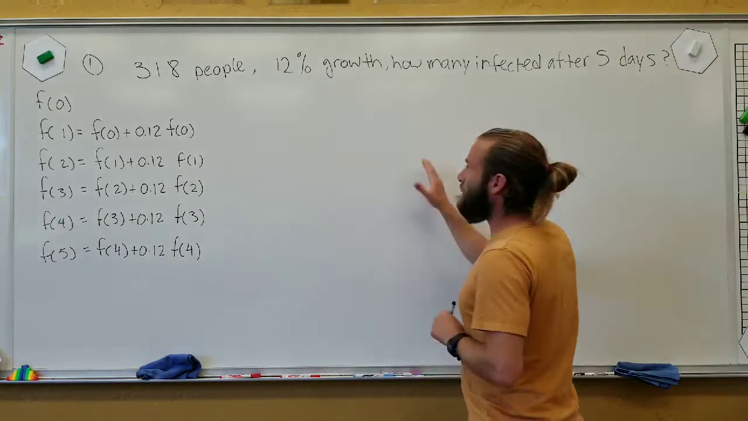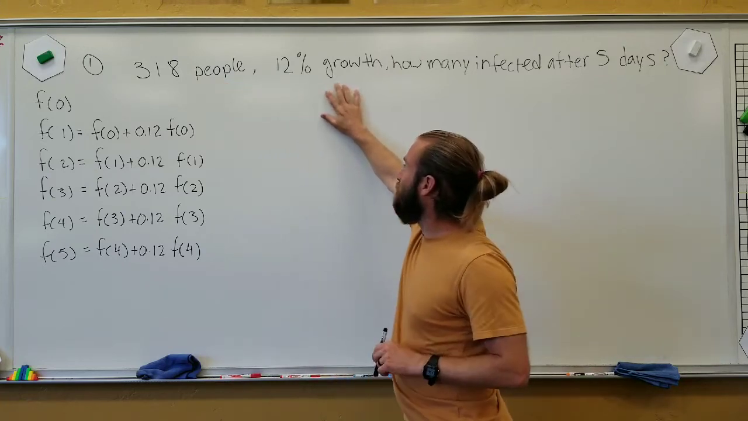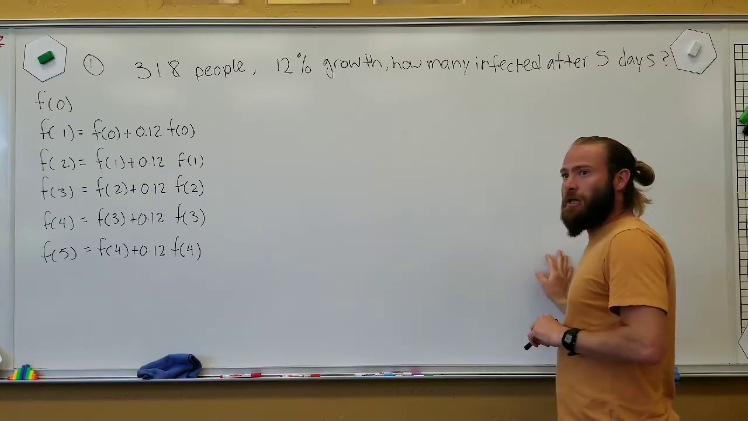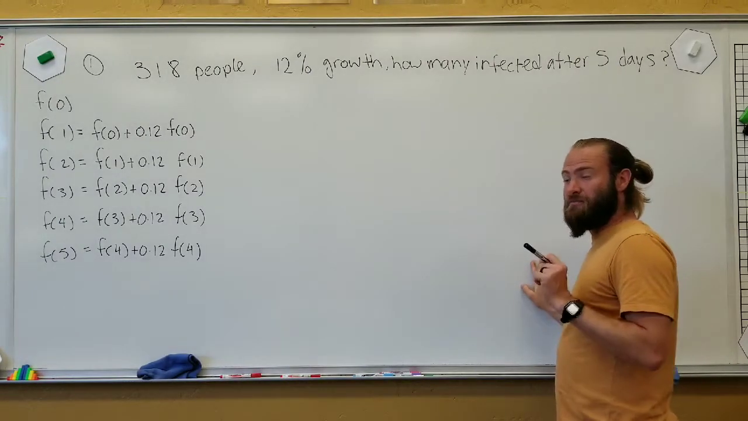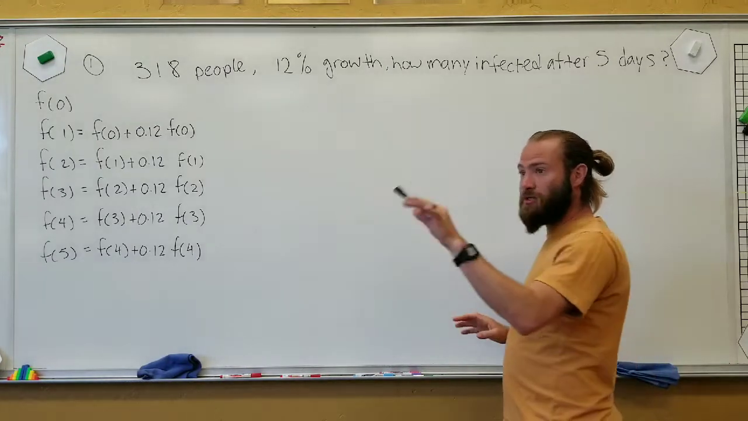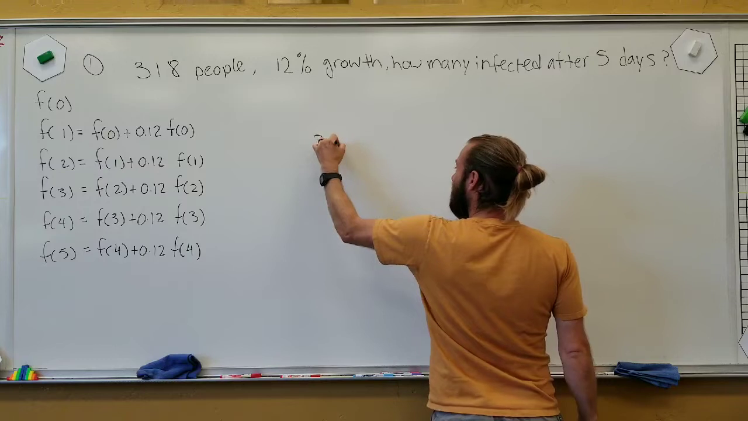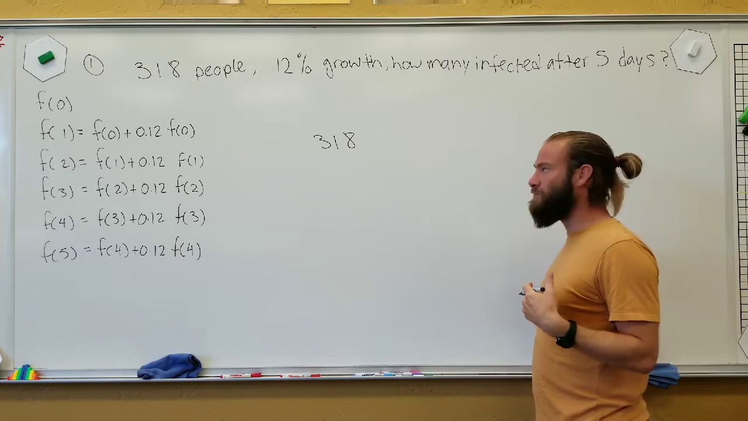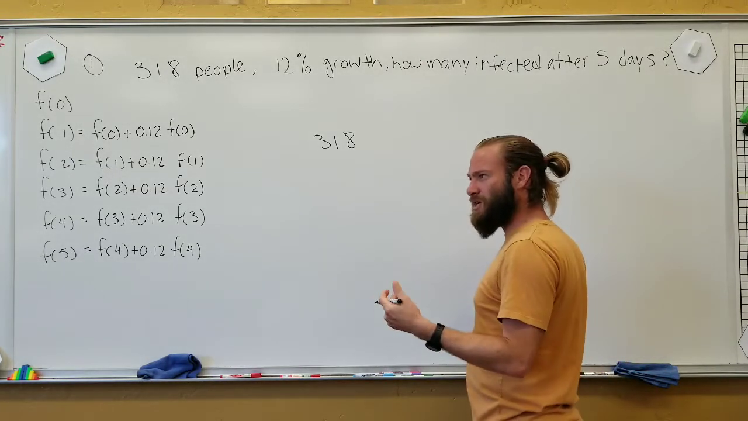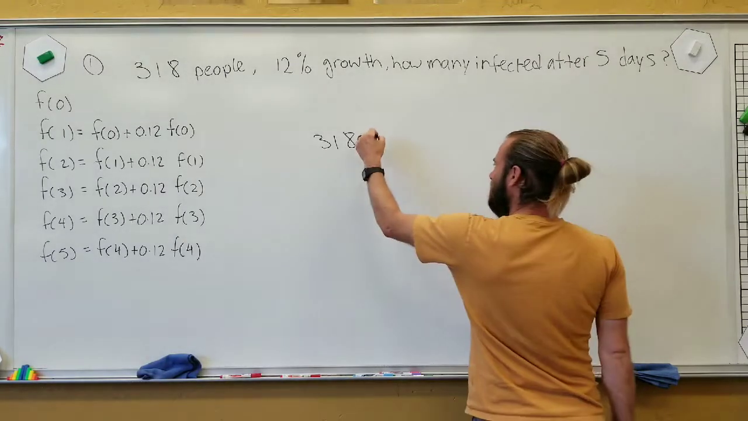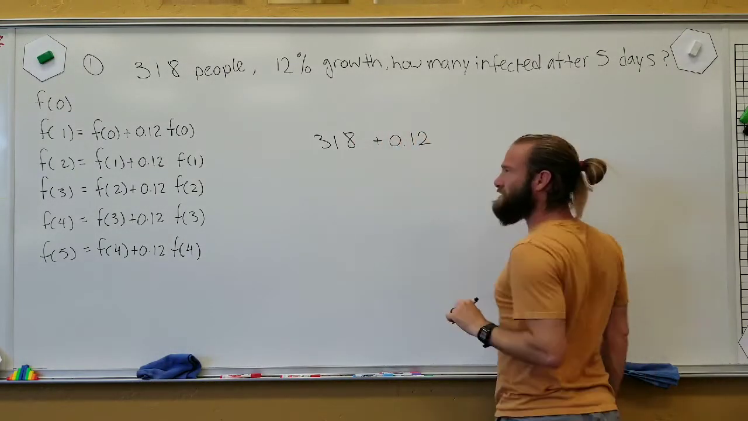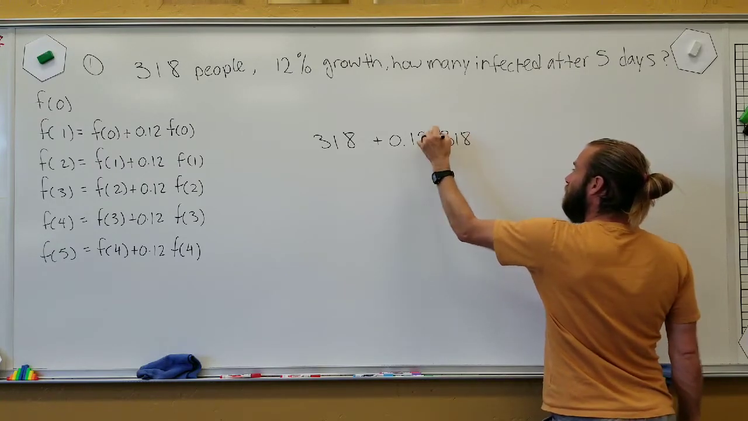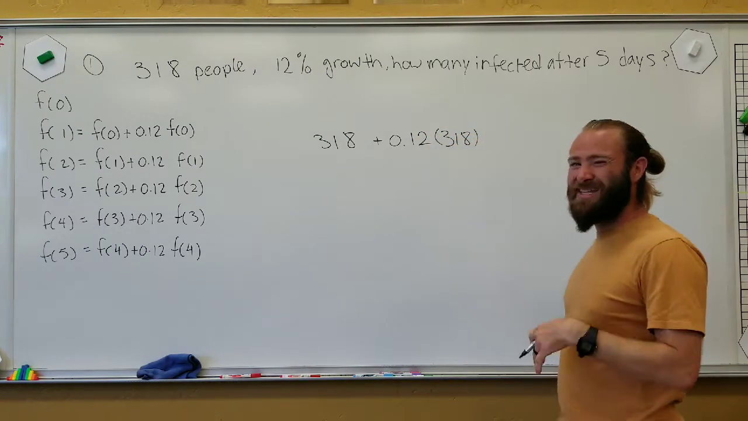this video. So if we have 318 people and we're having 12% growth over time, and we want to know how many are infected after 5 days, the natural way that most people are going to be drawn to solving a problem like this is to start with my number of people that are already infected. Well, and then by tomorrow, how many people are going to be infected? Well, since it's 12% growth, that means we need to add 12% on, which is 0.12 as a decimal, right? Of 318. So 0.12 times 318. That's the natural way to do that.